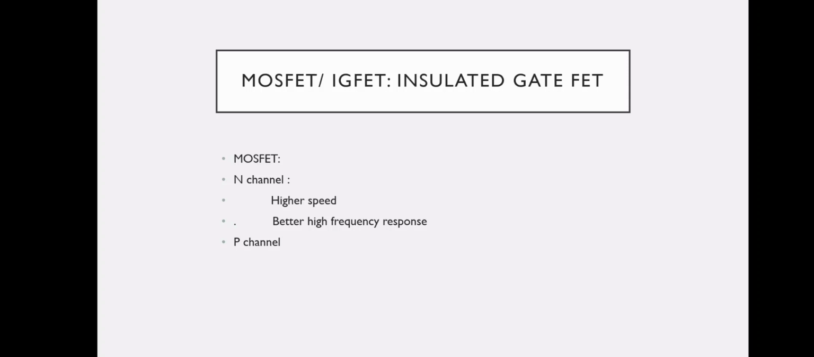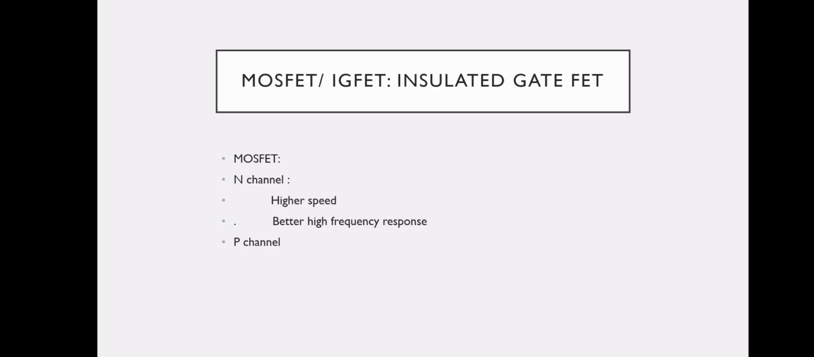MOSFET is also known as insulated gate field effect transistor, that is IGFET. The reason behind this is that there is an additional layer of SiO2 fabricated on the gate terminal of the IGFET or MOSFET. That is why it is known as an insulated gate FET. But in the case of the source terminal and drain terminal, this layer is not there. There is direct metallization of the substrate. So that is why it is called an insulated gate FET.